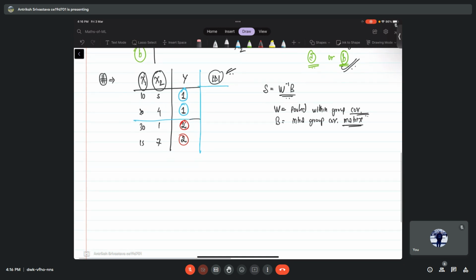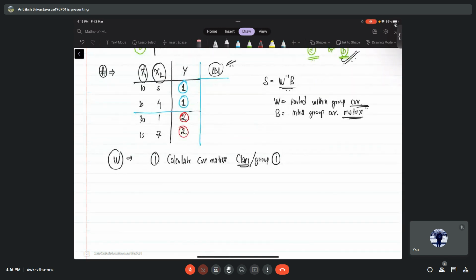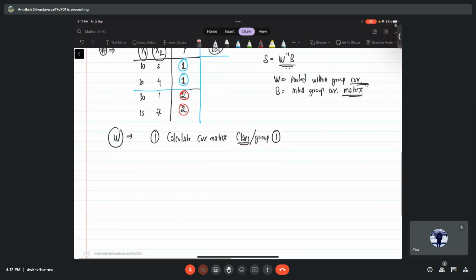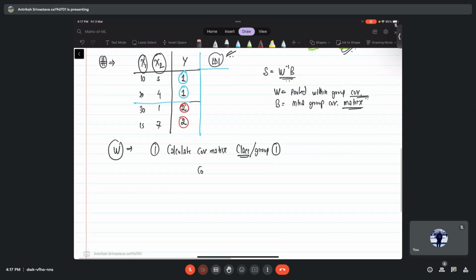So to calculate W, first we have to calculate the covariance matrix for class or group 1. So, does anyone want to tell me what the formula for the covariance matrix is when we have two variables?